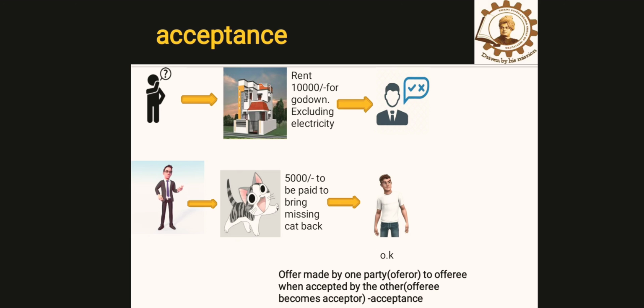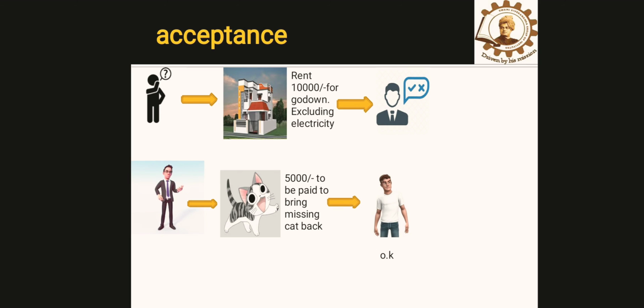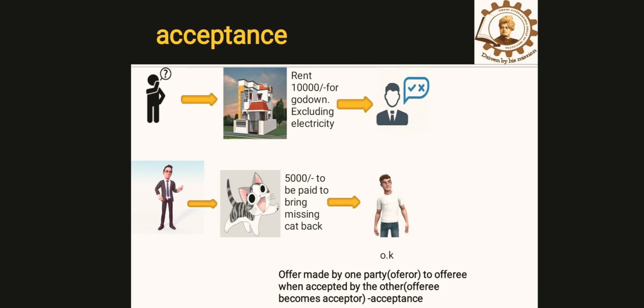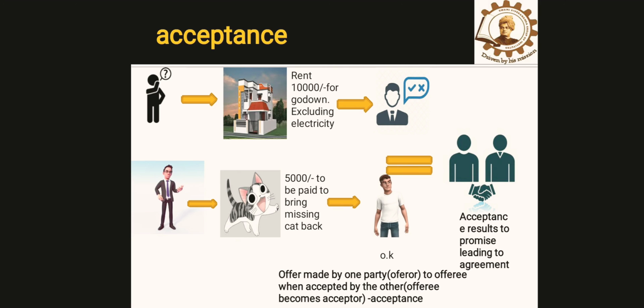So an offer is made by one party, the offerer, to the offeree, and in turn this offeree accepts, then he becomes the acceptor. This whole statement brings an equation, and that equation is the promise, which in turn leads to an agreement. Acceptance results in a promise leading to an agreement. Now what's a contract?